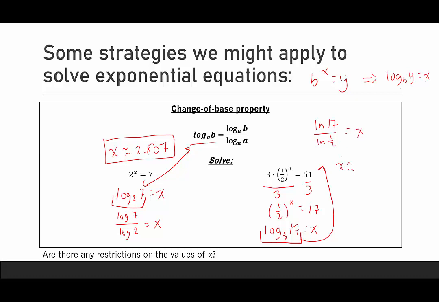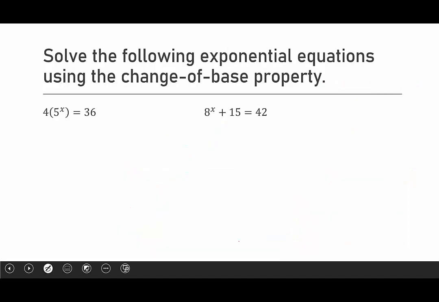So when I do that in my calculator, natural log of 17 divided by natural log of 1/2, I end up with negative 4.087. So if we were to plug in negative 4.087 up here into this original equation, we should end up with an approximate answer of 51. It won't be exactly 51, but it'll be really, really close. Are there any restrictions on the values for x in this case, for the exponents? No, we don't have any restrictions on exponents.